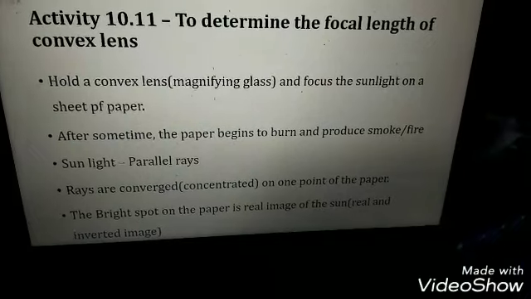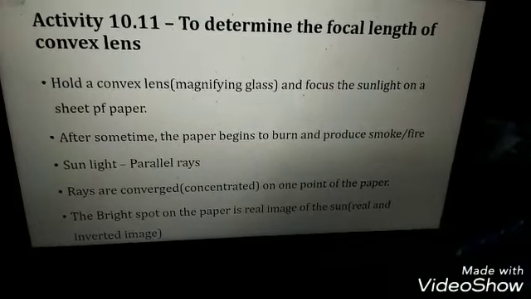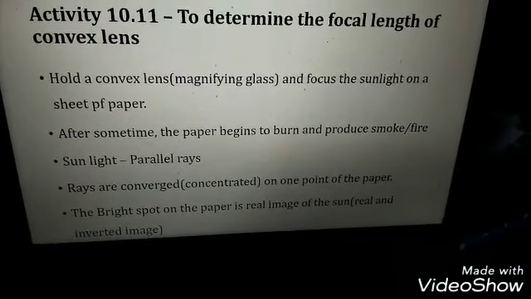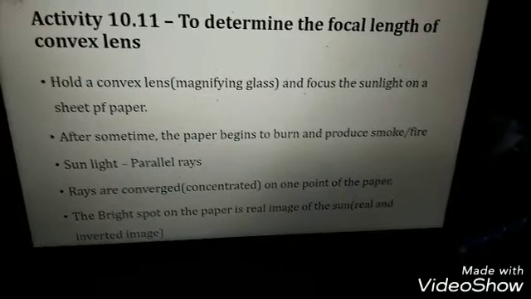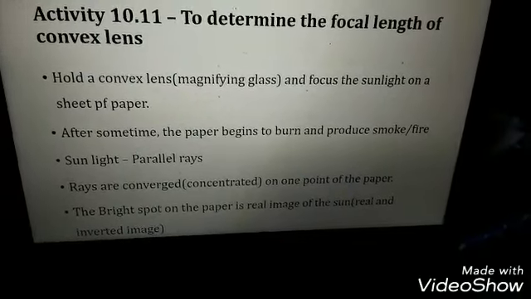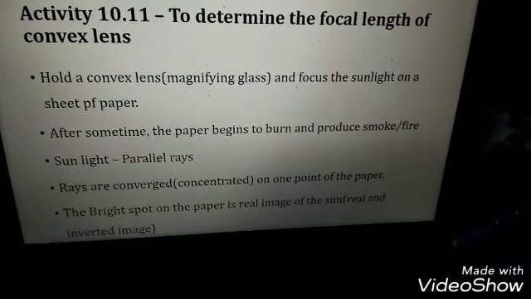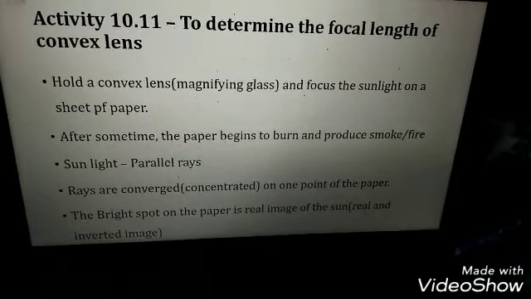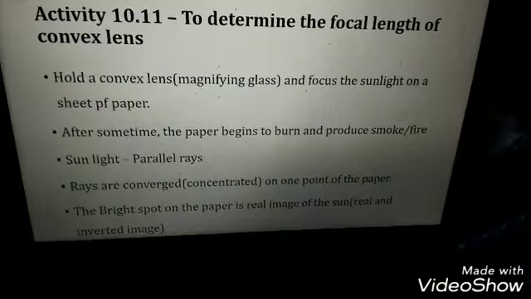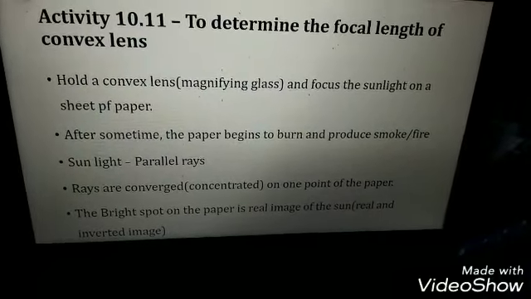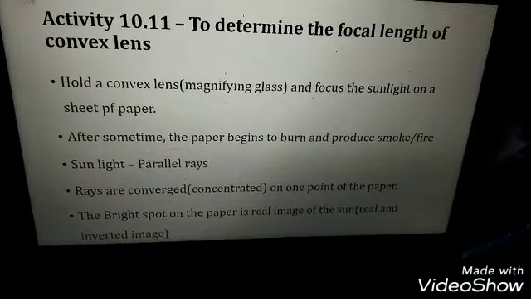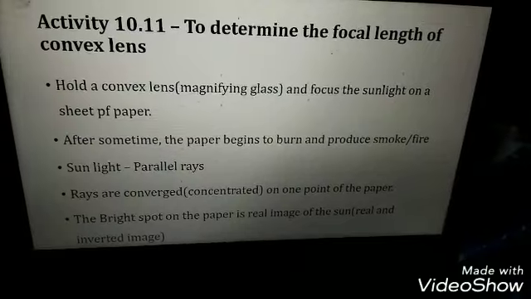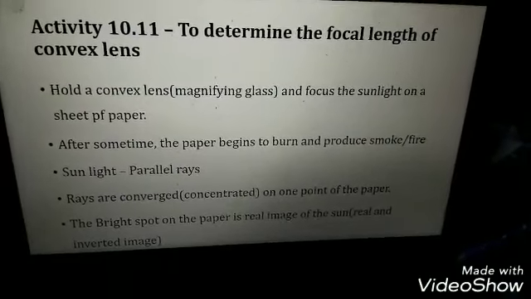Okay, so what happens here is the rays are converged. The sunlight, which is what we are getting, we consider as parallel rays. When it is concentrated or converged by using a magnifying glass, which is a convex lens, the point at which you get the bright spot on the paper is actually the real and inverted image of the actual sun. You are capturing the image of the sun there. Since all the light is focused at one point, the distance between the paper and the magnifying glass will tell you the actual focal length of that particular magnifying glass.